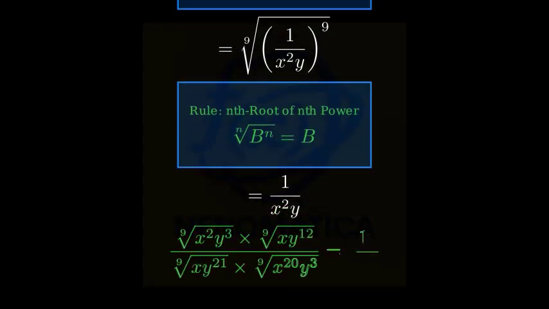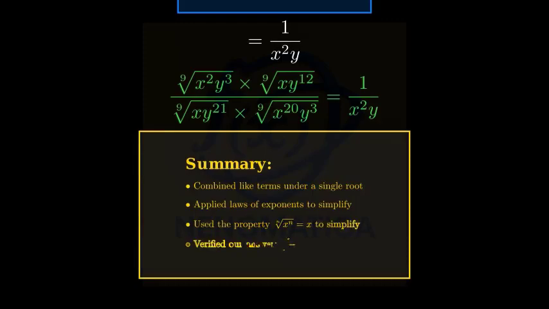Therefore, we verified that the expression the 9th root of x squared y cubed times the 9th root of x y to the 12th divided by the 9th root of x y to the 21st times the 9th root of x to the 20th y cubed is indeed equal to 1 over x squared y. This solution demonstrates important properties of exponents and roots, including combining like terms, handling negative exponents, and using the property that the nth root of a value raised to the nth power gives us the original value.